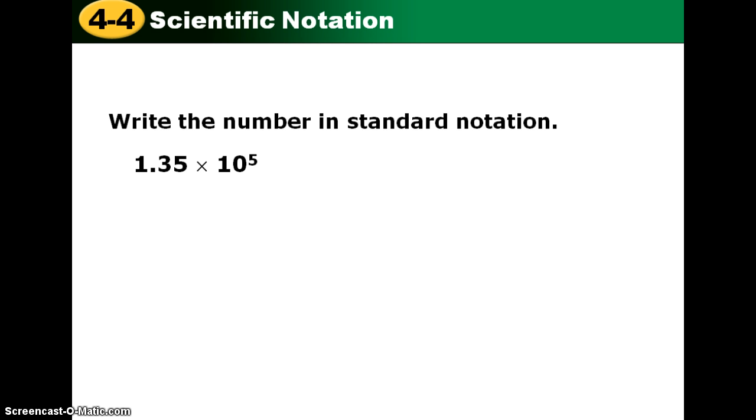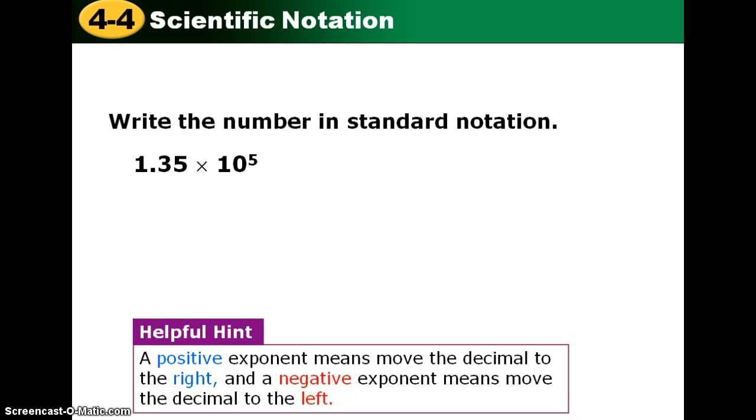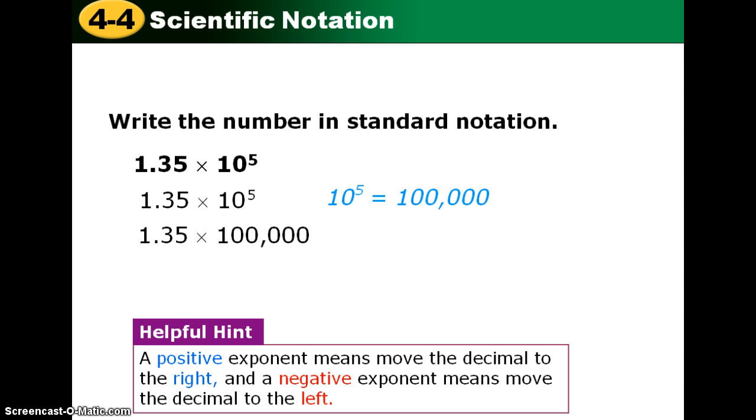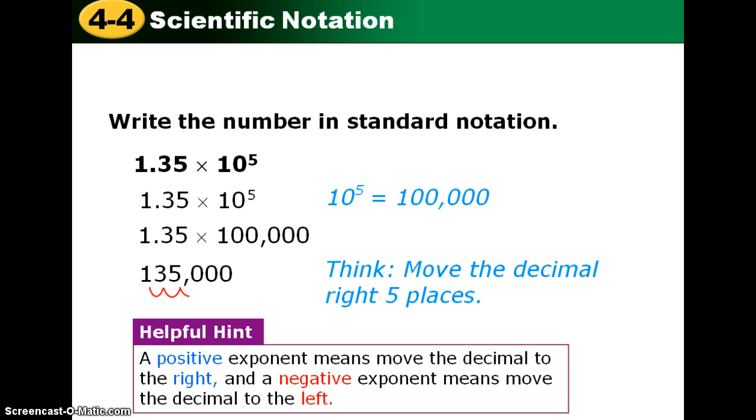So if we have 1.35 times 10 to the 5th, that means we're going to multiply that number by 10 to the 5th power. And 10 to the 5th power means we're going to move that decimal 5 times. Because it's a positive, we're going to move the decimal 5 places to the right. So we get the number 135,000. If we were to have a negative exponent with the 10, we would move the decimal to the left.